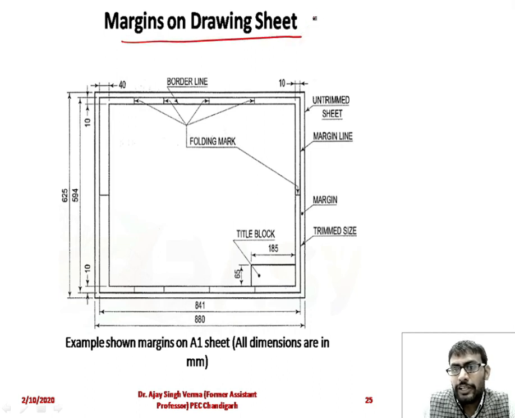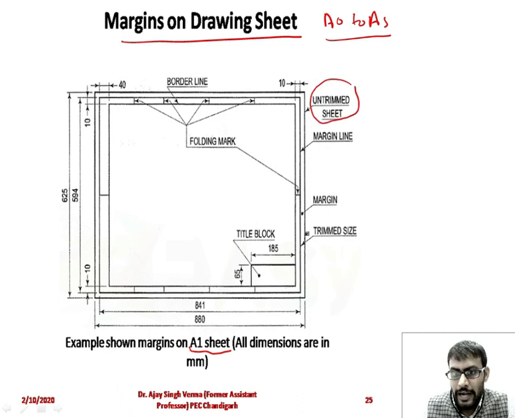We will talk about the different types of sheet sizes like A0, A1, A2, A3, and they have their own sizes. Here we are taking the example of the A1 sheet. This is your A1 sheet, and this is the untrimmed sheet. We can see the untrimmed size here, and at the margin line you can see the trim size. The basic purpose of the trim size is to obtain the printed sheet at the trim size. So at the trim size you can see that this is a margin.